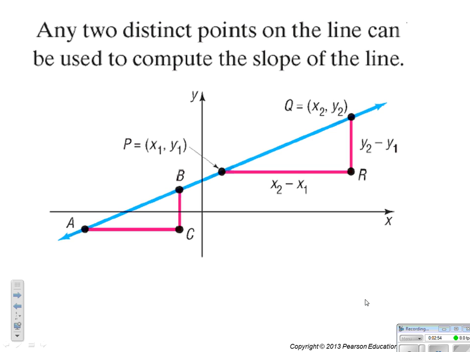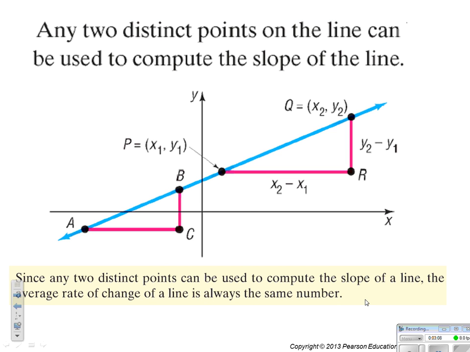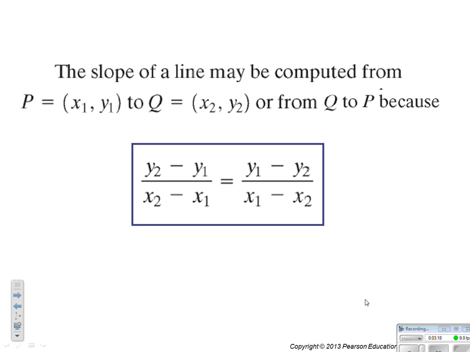Any 2 distinct points on the line can be used to compute the slope of the line. So if you have 4 points, you know for sure you only have to use 2 of them, and the slope should be the same if they're all on the same line. Since any 2 distinct points can be used to compute the slope of a line, the average rate of change of a line is always the same number.